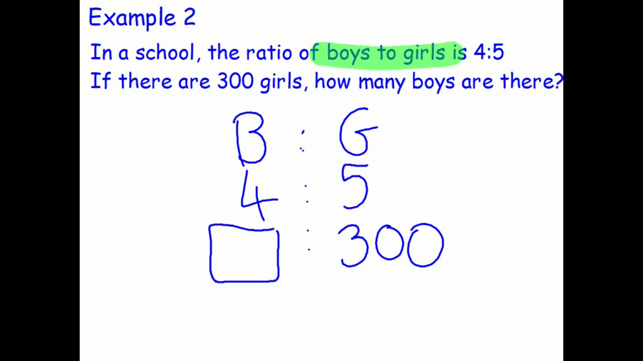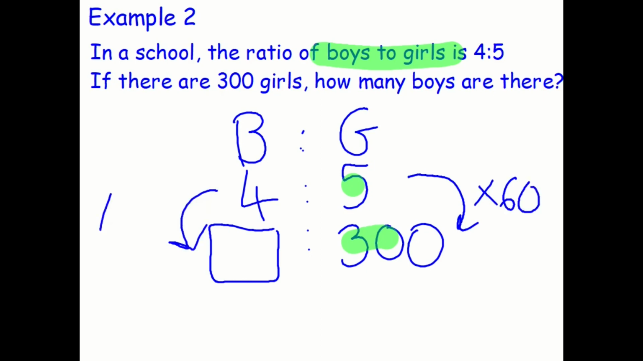Now my question is, what have I multiplied 5 by to get to 300? Well, I know that 5 multiplied by 6 gives me 30, so therefore it must be 5 multiplied by 60 to give me 300. And then whatever you do to one side, you must do to the other. So I've got to multiply that by 60, and 4 6s are 24, so 4 lots of 60 must be 240. So there are 240 boys.